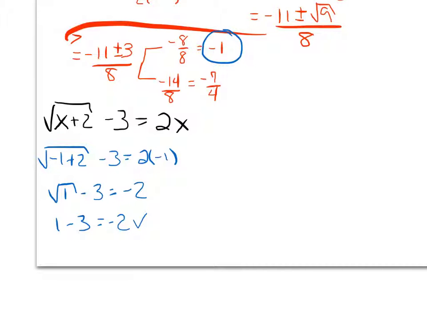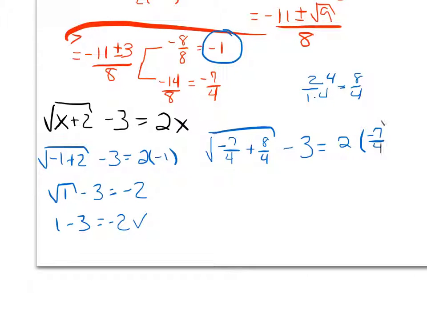I also have to check negative 7 over 4. So now I'm going to plug negative 7 over 4 in, giving me the square root of negative 7 over 4 plus 2. I'm anticipating that in order to add those, I'm going to need a common denominator. So right away, I'm going to go ahead and say 2 over 1 times 4 is 8 over 4. So I'm going to write 2 as 8 over 4, minus 3 equals 2 times negative 7 over 4. Well, that leaves me the square root of 1/4 under the radical minus 3. I want to know, does it equal negative 14 over 4?